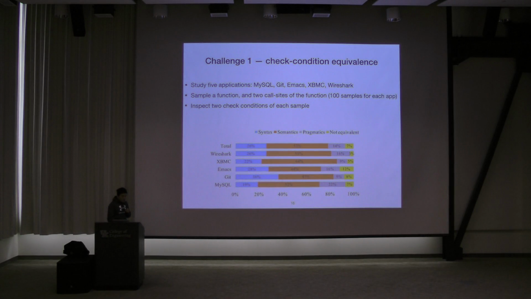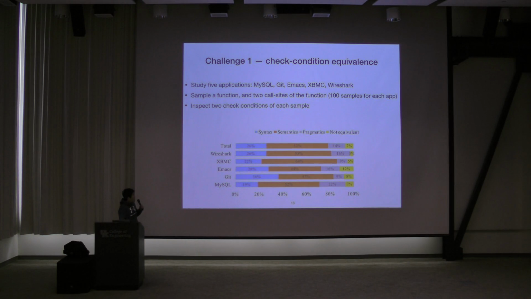We studied these equivalent levels in 5 applications. In each application, we sampled a function and took one caller of that function. We have 100 samples in each application. We manually inspect the check condition of each sample. The result is shown in this figure.